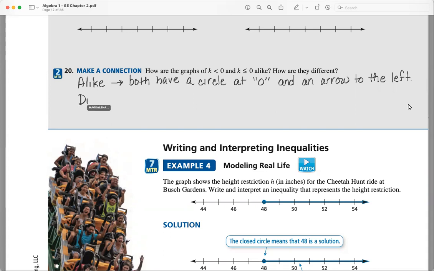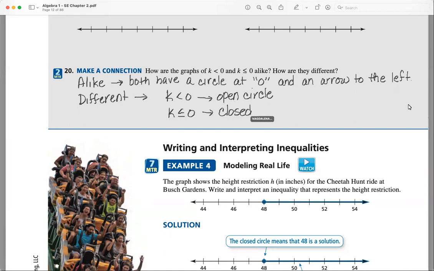Now, different: k less than 0 is an open circle on the graph, and k less than or equal to 0 is a closed circle on the graph.